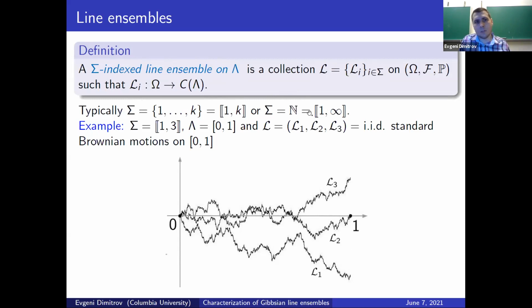In plain words, a line ensemble is just a finite or countably infinite collection of random functions on the same probability space. As a simple example, we can take capital Σ to be the set 1, 2, 3, and Λ to be the unit interval. If you take three independent standard Brownian motions, that's an example of a line ensemble with three curves, or three lines, and it looks like this. Sometimes I'll refer to this as a continuous line ensemble, to emphasize the fact that the underlying path measure is given by Brownian motion or Brownian bridge. Later on, I'll introduce some discrete versions of line ensembles.